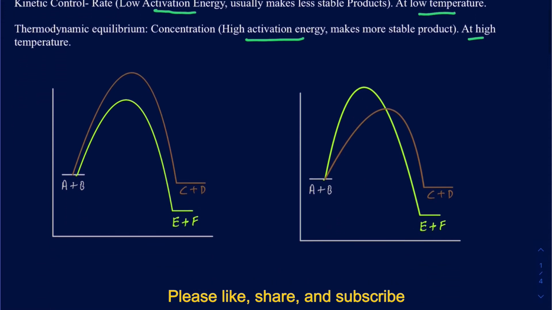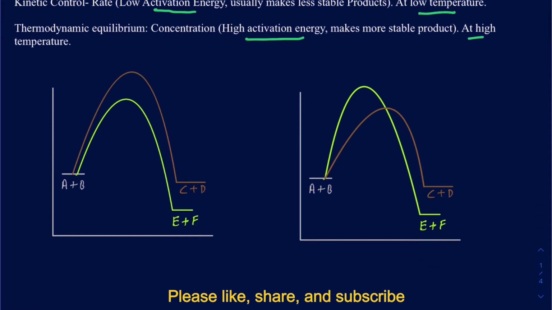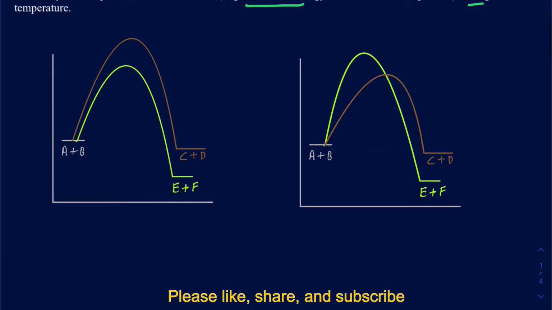So let's look at these two energy profile diagrams I have here. I'm going to talk about the first one, the one on the left, first. I have AB converted to either EF or CD, and they seem to be two different types of products because they have two different energies. So I clearly see the E and F are lower in the energy scale, so they are going to be more stable.